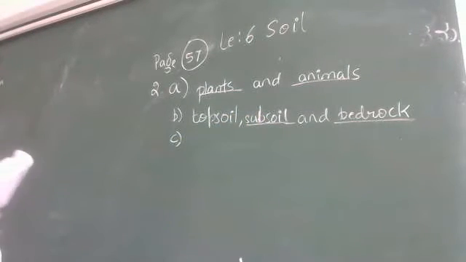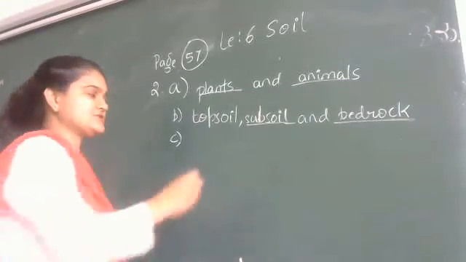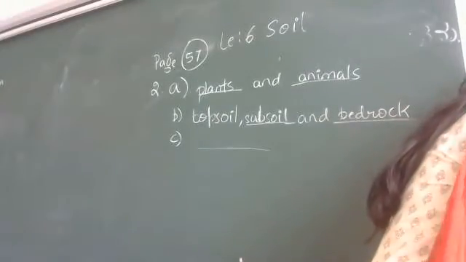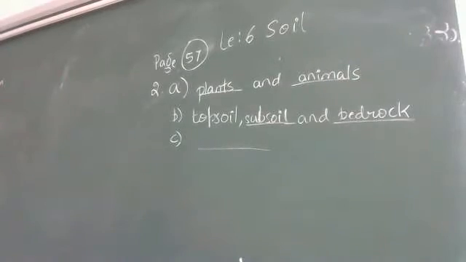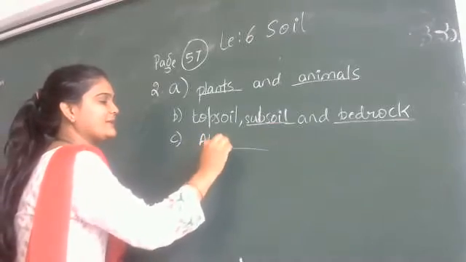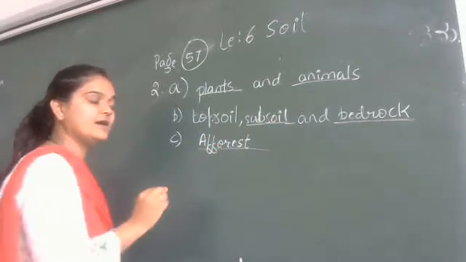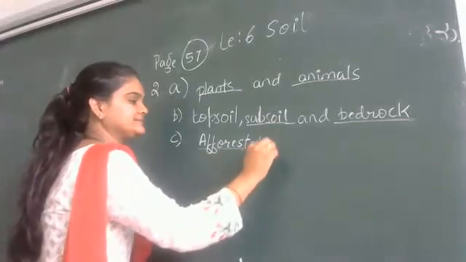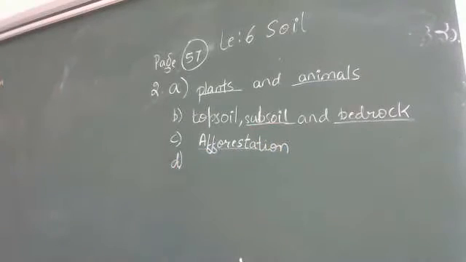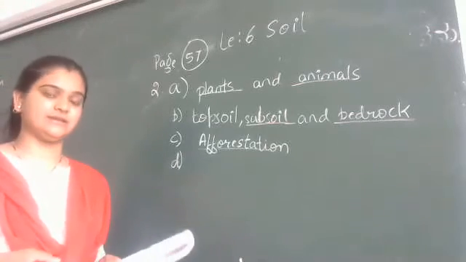Third one, planting forests is called dash. Yes, very good. It is afforestation. Okay. Spellings, please be very perfect, children. Afforestation. It is the definition of afforestation. Planting of forest, planting of trees is known as afforestation.